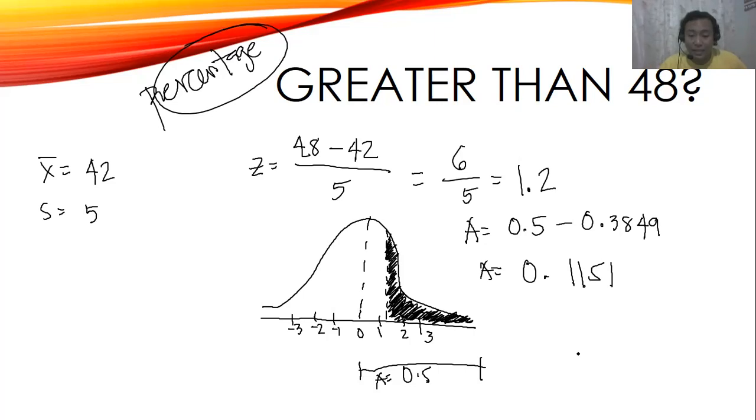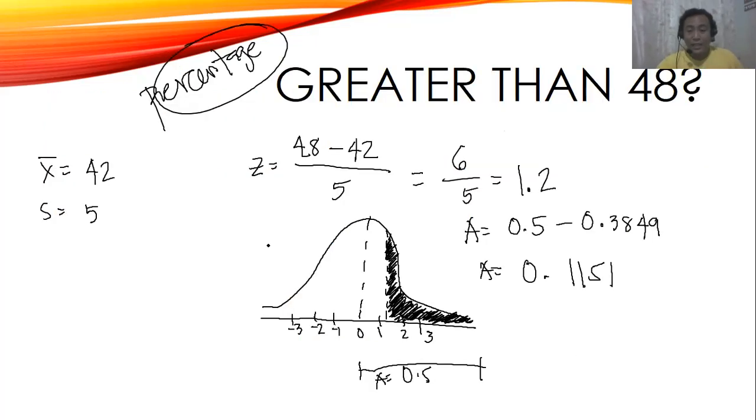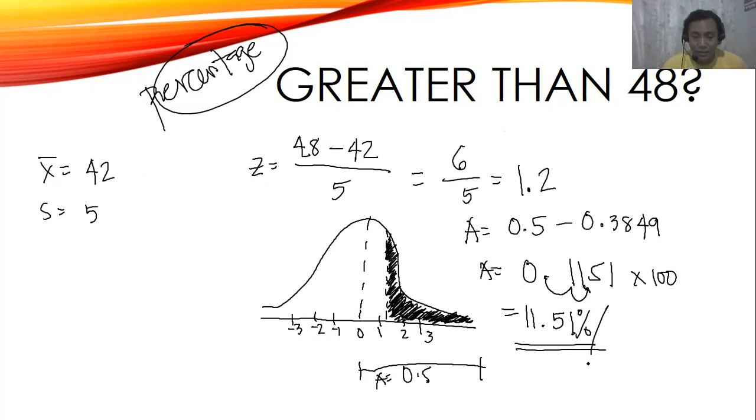So, ano daw yung percentage? Sabi dyan, what percent of the score is greater than 48. So, the area, we will just multiply this by 100 or simply move the decimal point twice papunta sa right. So, that is 11.51%. Therefore, 11.51% yung greater than 48. Okay? Let's proceed. Naintindihan ba yan?